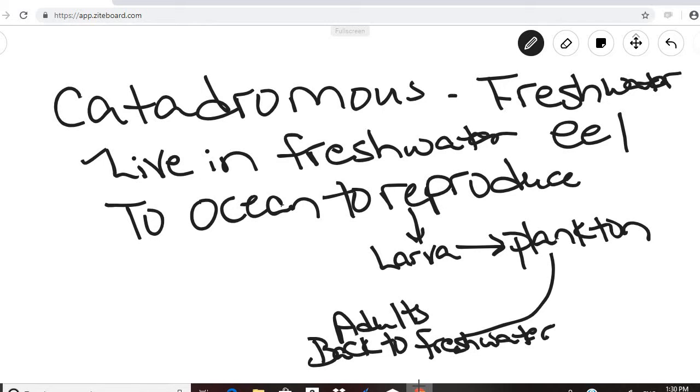Why do fish migrate? Again, scientists aren't completely sure why, but some do it for food. Some do it because it provides protection from predators. In some cases, maybe it's just safer for the young to be in those locations.